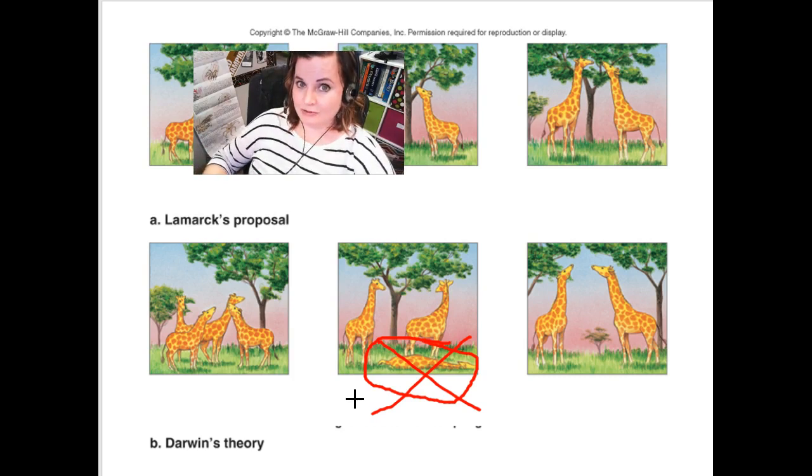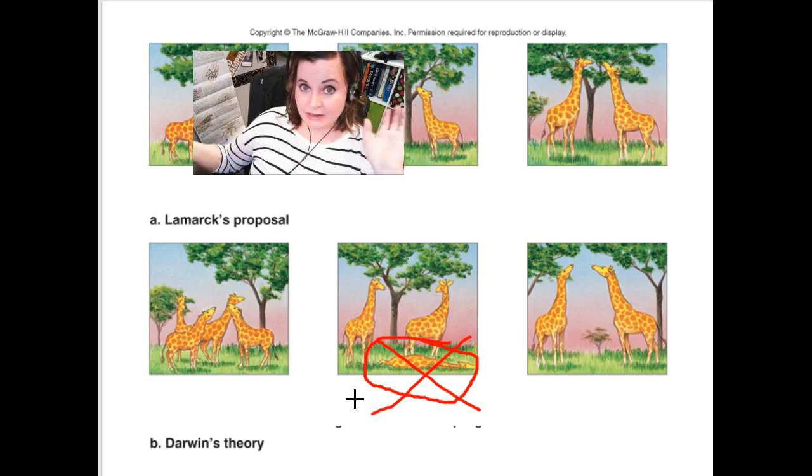Both of them have giraffes changing from generation to generation. The difference is, in Lamarck's theory, the giraffes controlled the change, and in Darwin's theory, it was chance. Some were just genetically different, and they got lucky, and they were able to reproduce and pass on their traits to the next generation. So that, ladies and gentlemen, is evolution by natural selection in a nutshell.